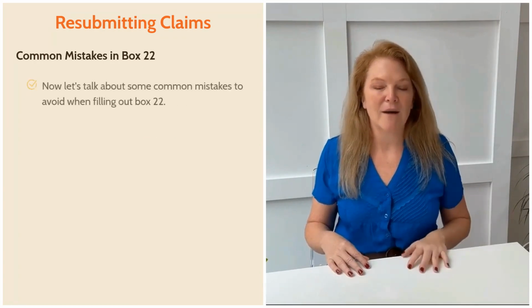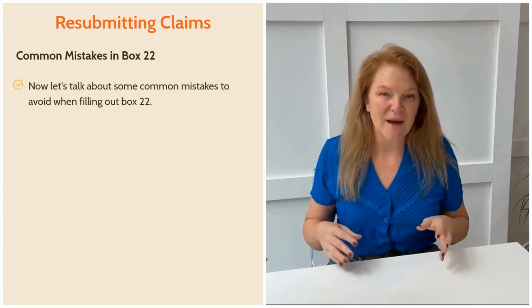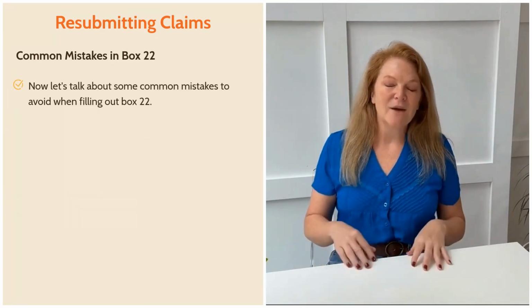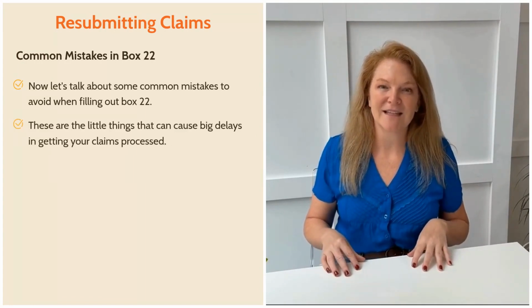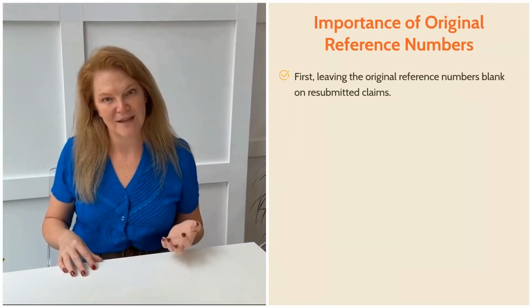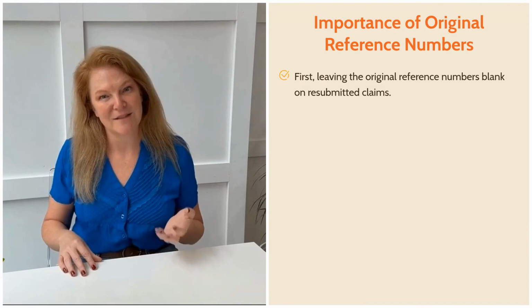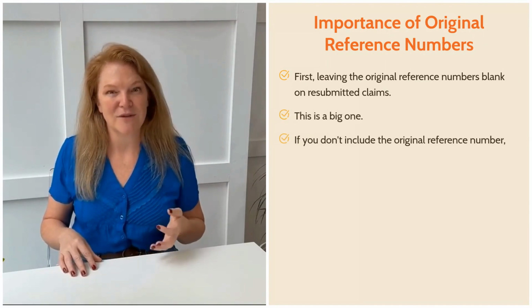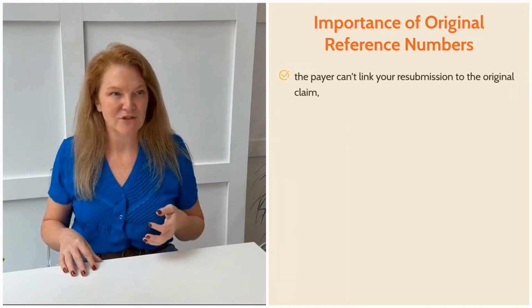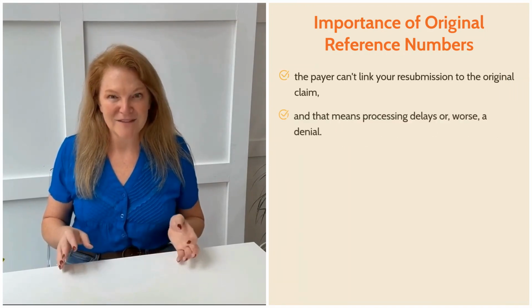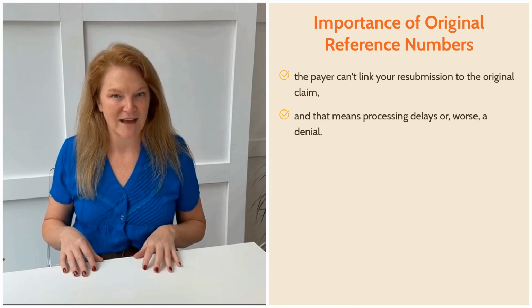Now let's talk about some common mistakes to avoid when filling out Box 22. These are the little things that can cause big delays in getting your claims processed. First, leaving the original reference numbers blank on resubmitted claims. This is a big one. If you don't include the original reference number, the payer can't link your resubmission to the original claim, and that means processing delays or worse, a denial.